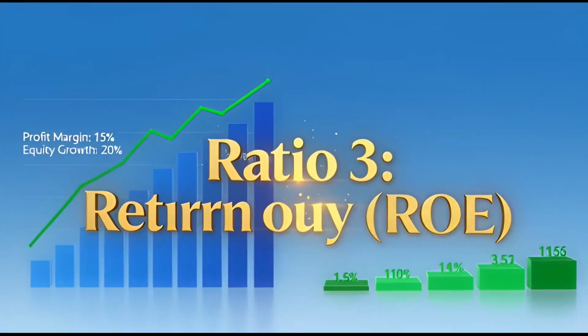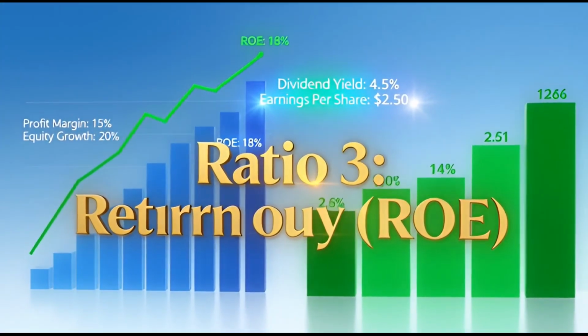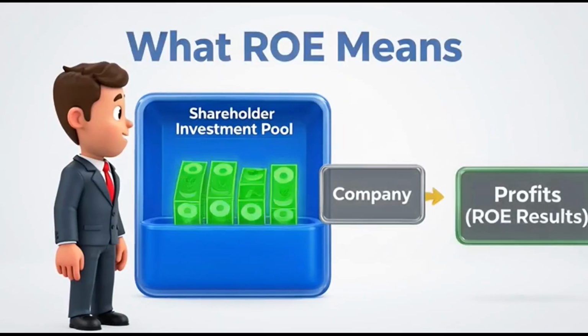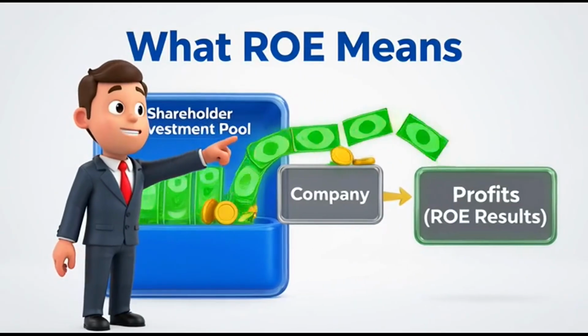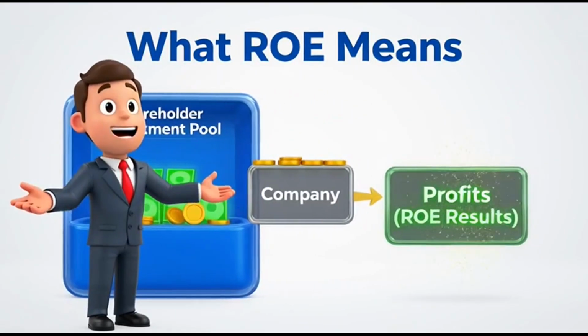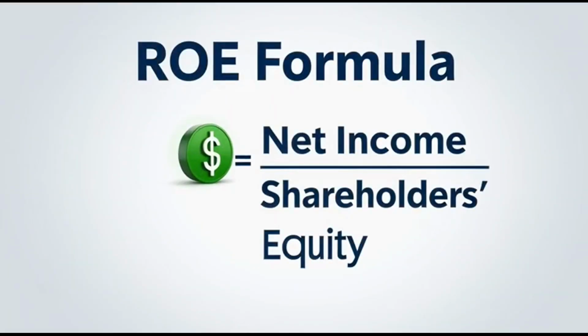Now let's move to one of the most important profitability ratios, return on equity, or ROE. This ratio shows how efficiently a company is using shareholders' money to generate profit. The formula is net income divided by shareholders' equity.